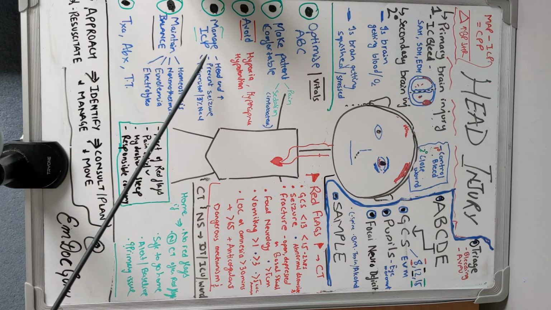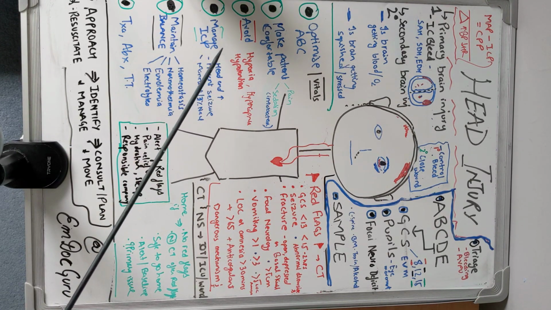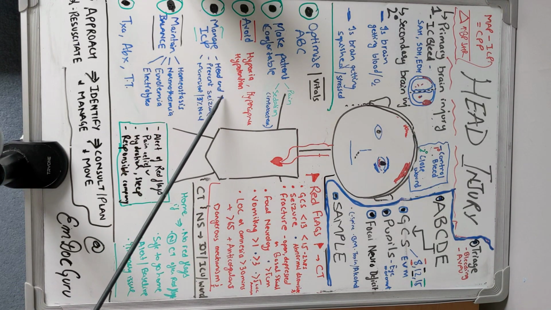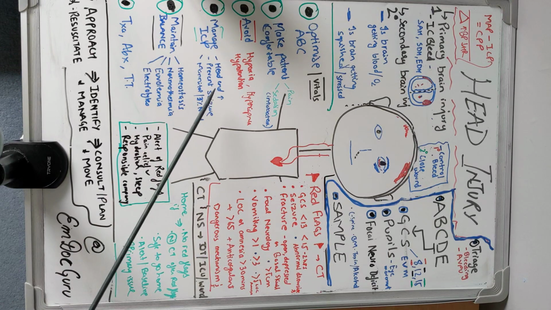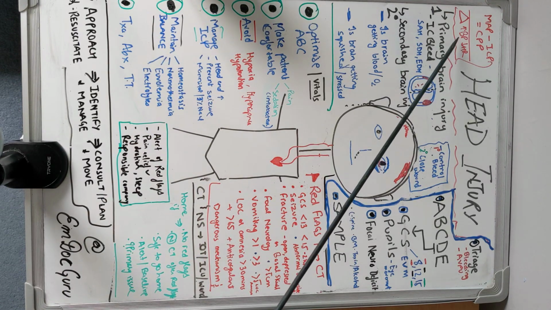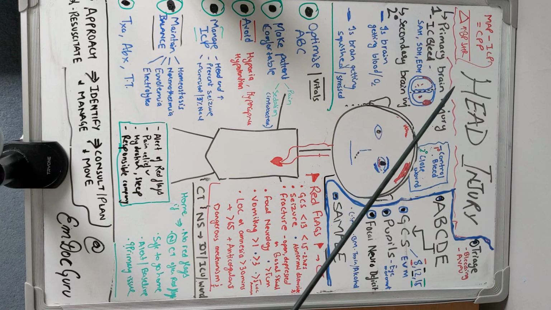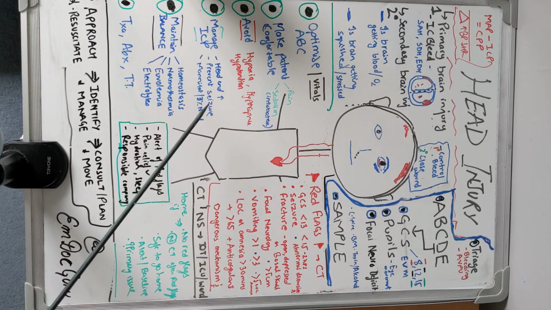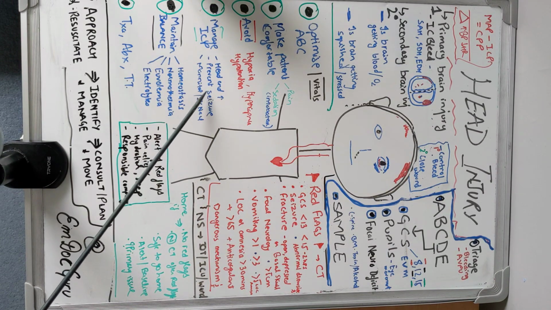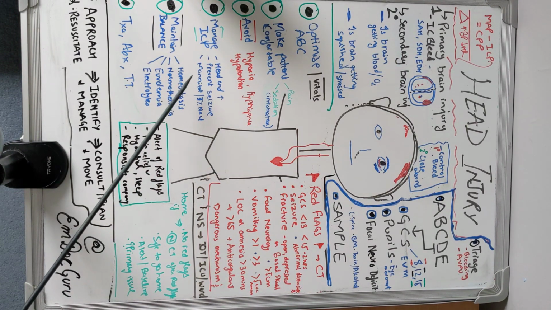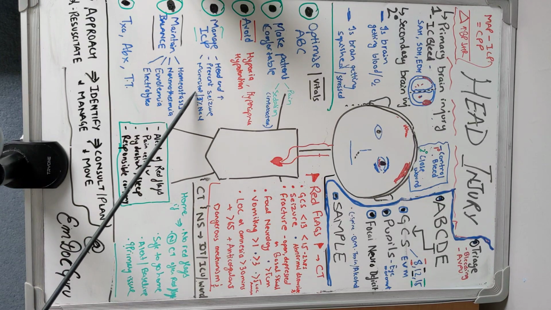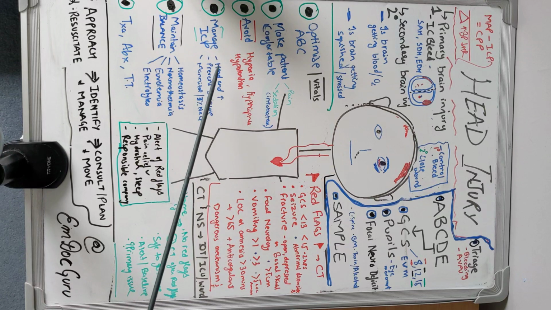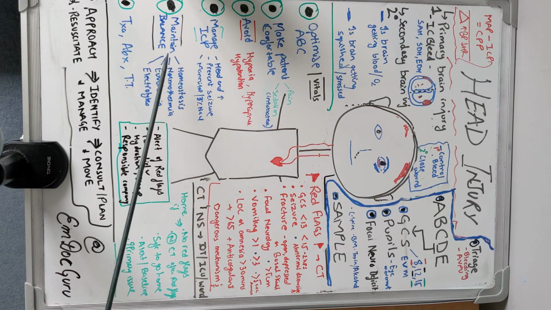So you manage the ICP. Once you have done the other bits, to manage ICP you can raise the head end. We talked about if the signs of Cushing reflex are coming in, the blood pressure is getting too high or the heart rate is getting low, you need to raise the head end. You also need to consider preventing seizures, and the use of mannitol or 3% hypertonic saline can be considered, which are measures to reduce ICP.